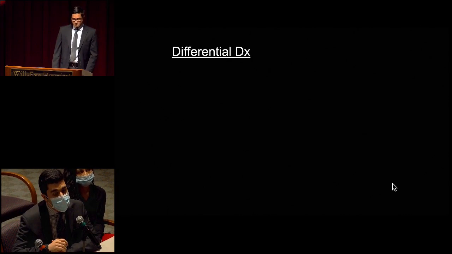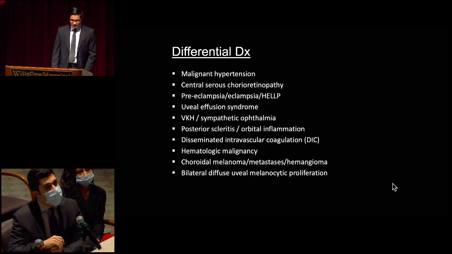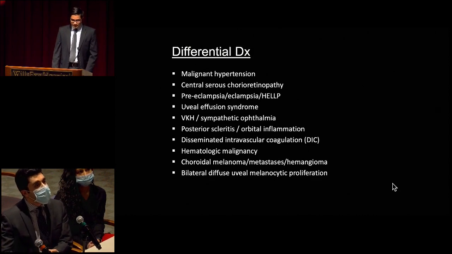Yeah, absolutely. So you hit on a lot of what we consider, Dr. Chalet: central serous, malignant hypertension, as well as toxemia of pregnancy. We did consider inflammatory etiologies like VKH and sympathetic ophthalmia, but given the absence of intraocular inflammation, these were much less likely. We also considered DIC and hematologic malignancies, but in the absence of retinal hemorrhages, these were also considered less likely. And then I believe you spoke to some of the others on the list.